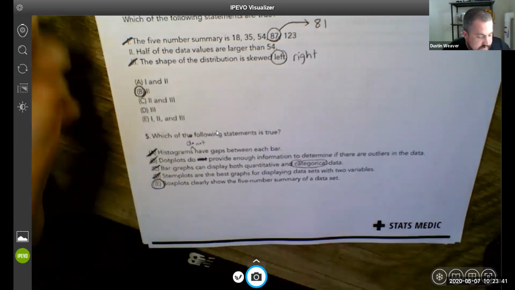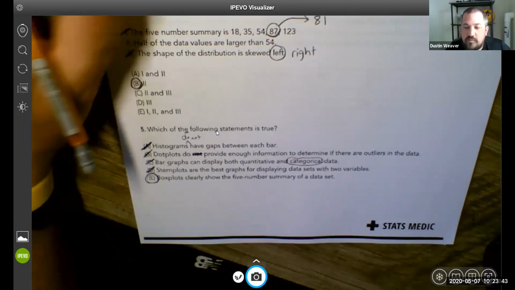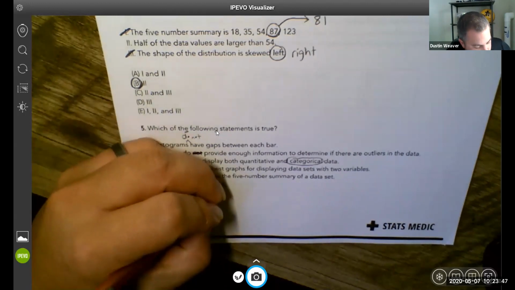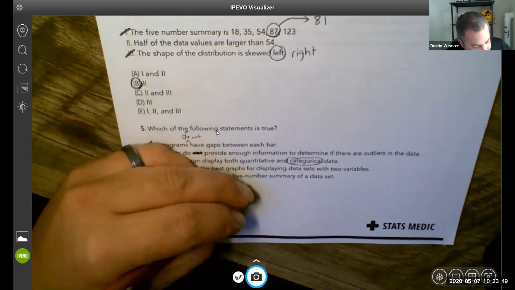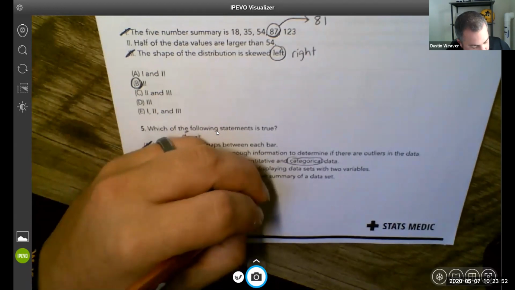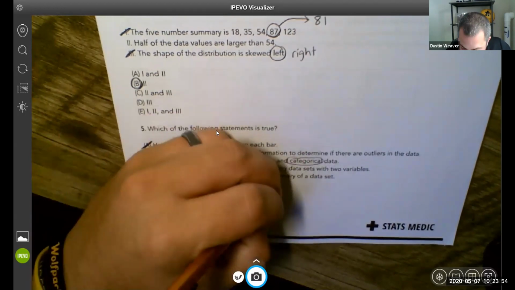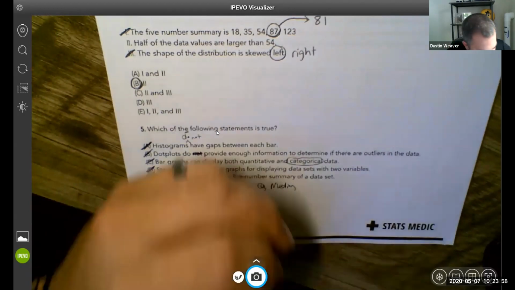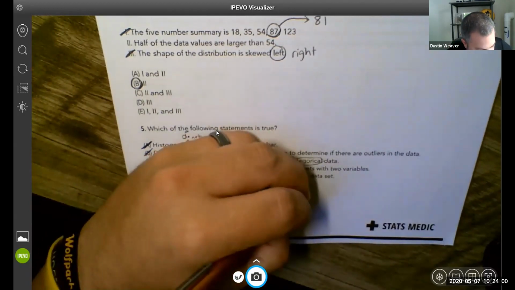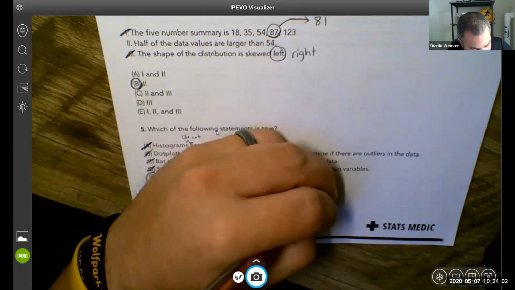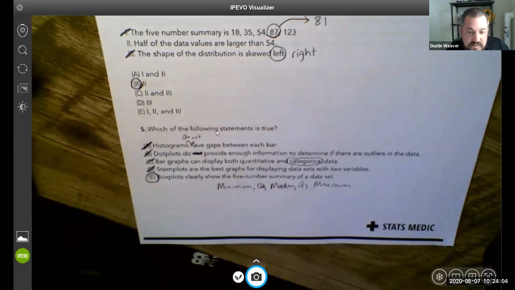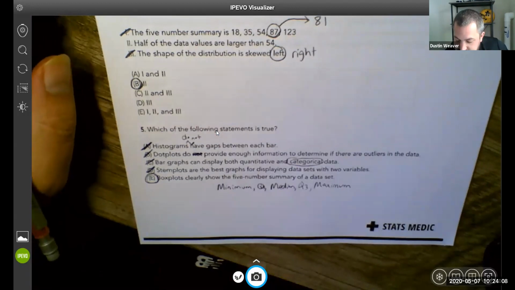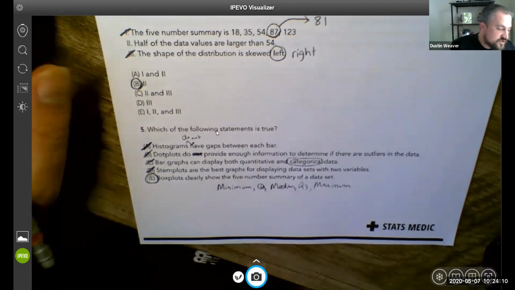Box plots clearly show the 5-number summary of a data set. So you can clearly see the minimum, you can clearly see Q1, you can clearly see the median, Q3, and the maximum. So from a box plot, you're able to see all 5 of these things very, very easily. Okay, so that's question number 5.